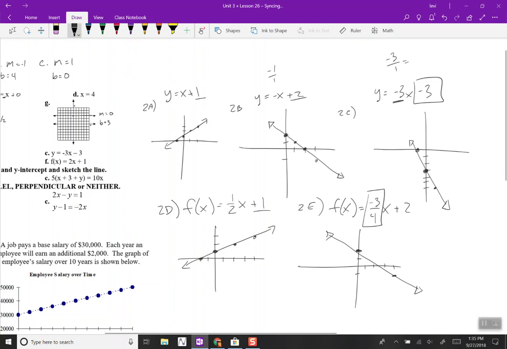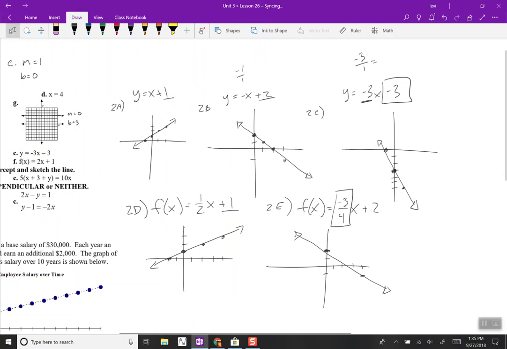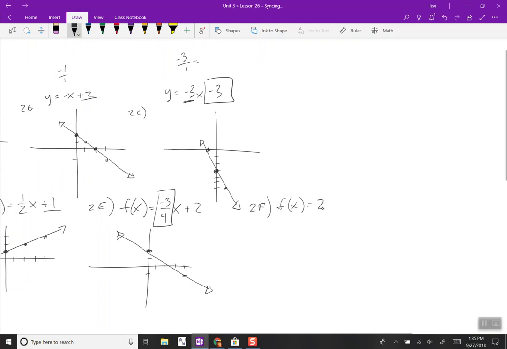And then A, B, C, D, E, F. So 2F is going to be f of x equals 2x plus 1. So our y-intercept is 1. Our slope is 2. That means up 2, right 1. Down 2, left 1. And there's our line.